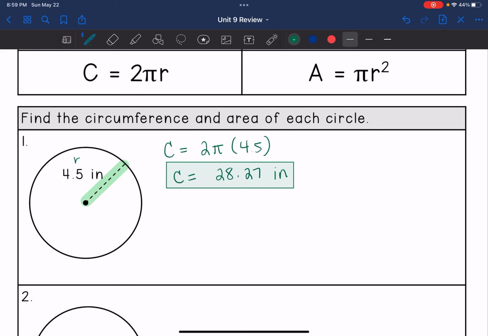Okay, and then if we want to find area, that's pi r squared. So pi times 4.5 squared. And again, you just have to throw this all into the calculator all at once. And I get 63.62. And since it's area, it's going to be inches squared.